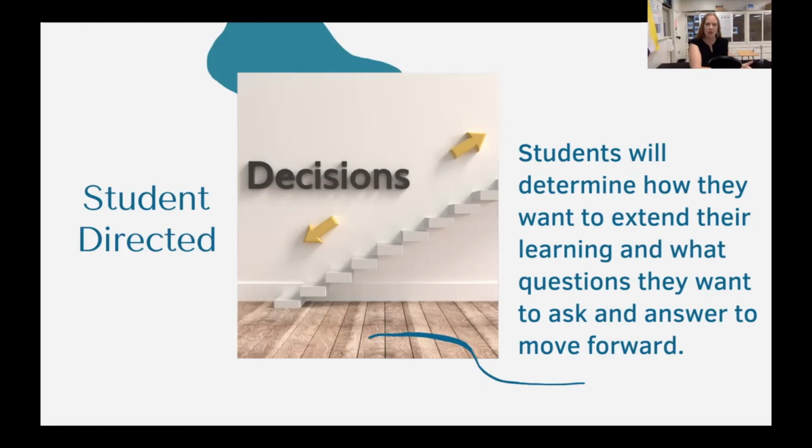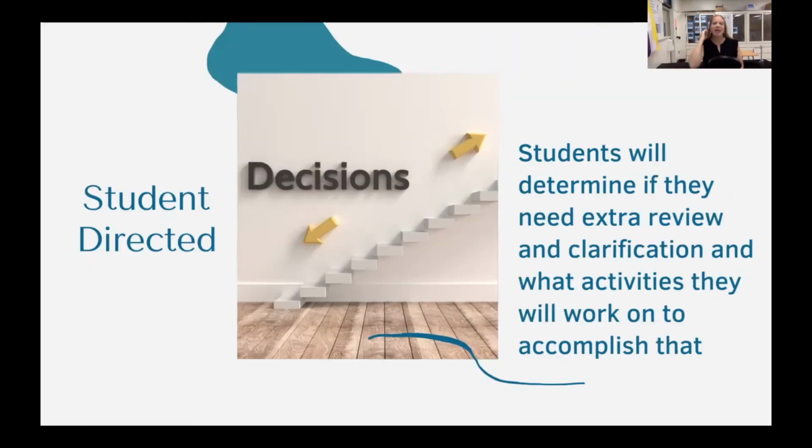What does this mean? Where are you at in your understanding? Where can you go next? And that way also, for those students that are not quite ready, that need extra review, extra clarification, they can come in and be like, you know what, I just didn't get it.